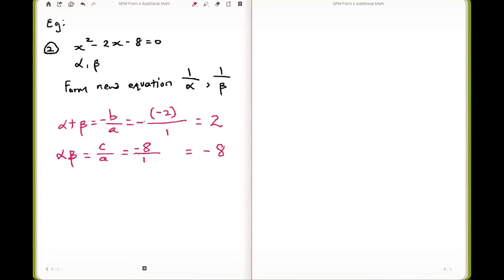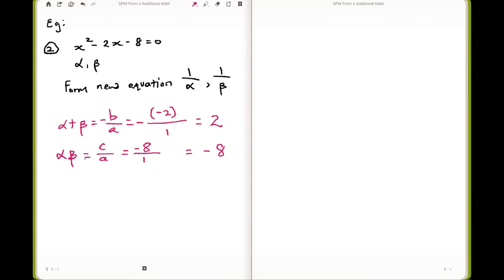Please take note, this negative is from the general formula, negative b, and my b turns out to be negative 2. That's why I have a negative 2 here. Negative, negative, I'll get positive. Here it is negative because my c value is a negative number. For a, b, c, you may go back to page 1 and 2 to recognize the a, b and c. Now if you have these two relationships, the sum of roots is 2 and the product is negative 8.